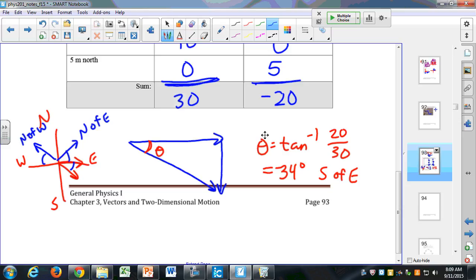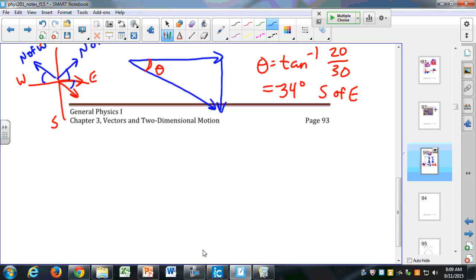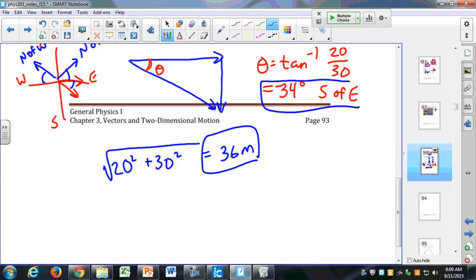All right, and then I can also find the magnitude of this. The magnitude is the square root of 20 squared plus 30 squared, which is 36 meters. 36 meters at 34 degrees south of east. Well, hopefully you have a pretty good grasp of this now.